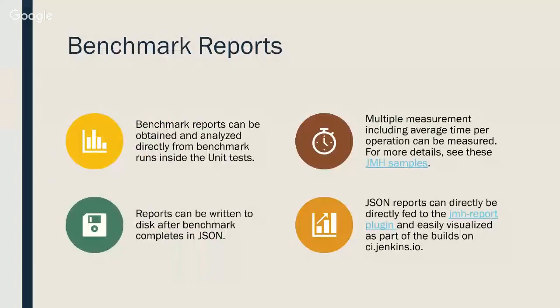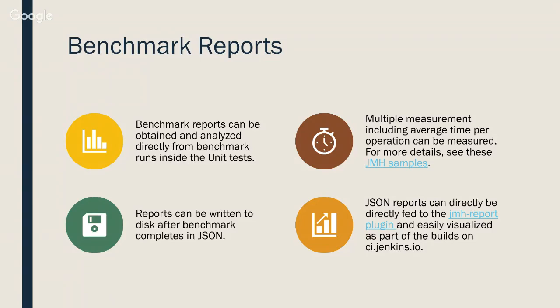The benchmark reports can either be evaluated from inside the JUnit tests. The JMH benchmark when run returns a Java object, so the values from there can be used to fail or accept the test. Otherwise, the reports are written to the disk in JSON, and these reports can be directly fed to the JMH report plugin. I did share some examples on the mailing list. I haven't added them here yet, but I'll do that for the final presentation.